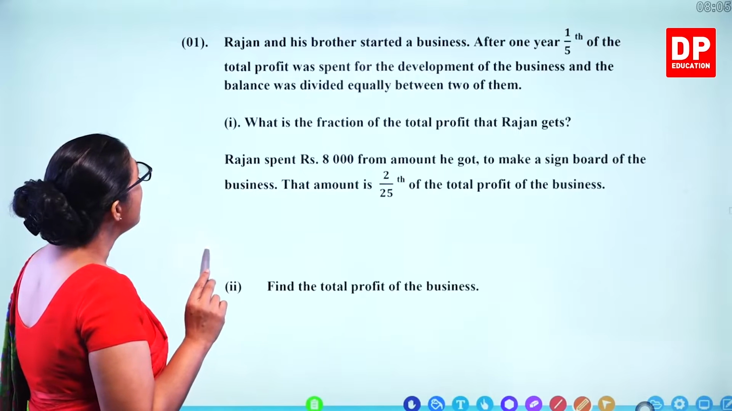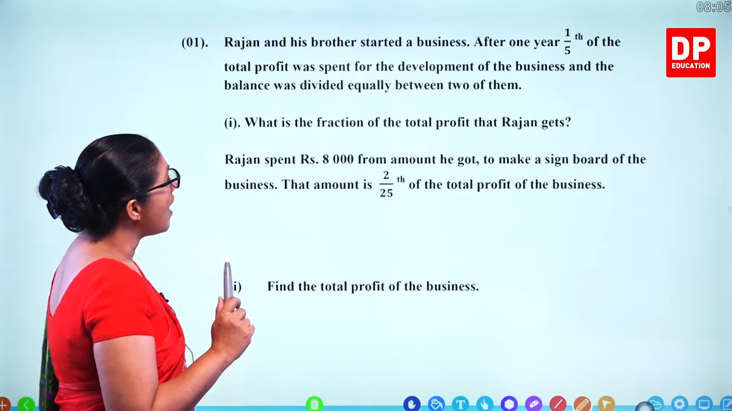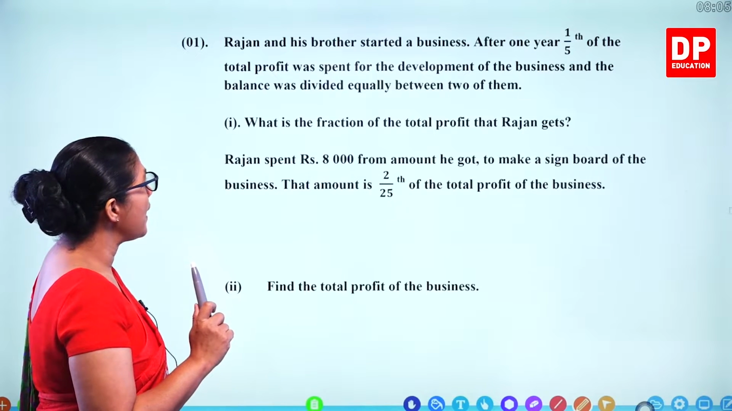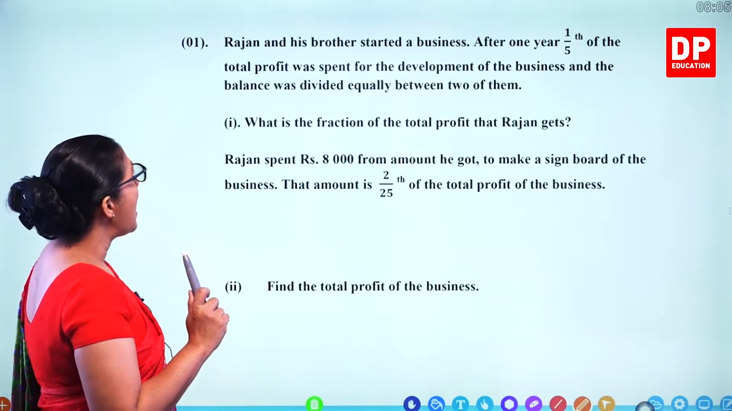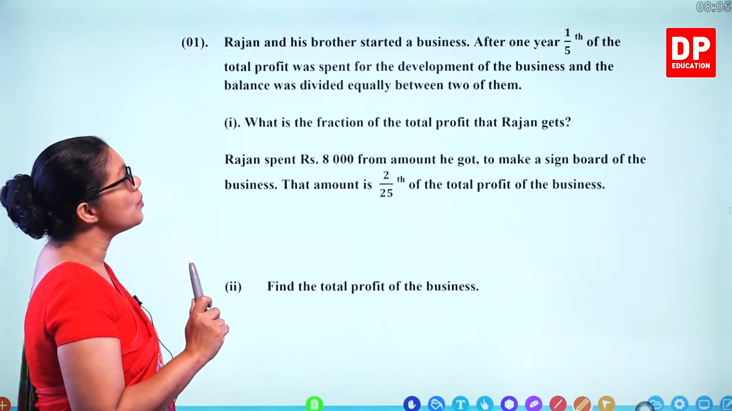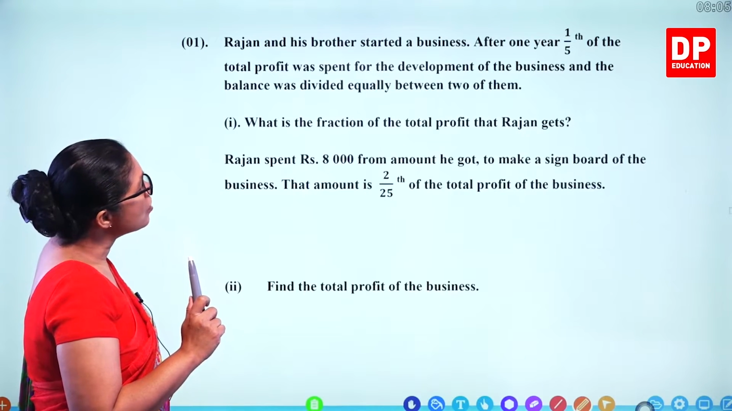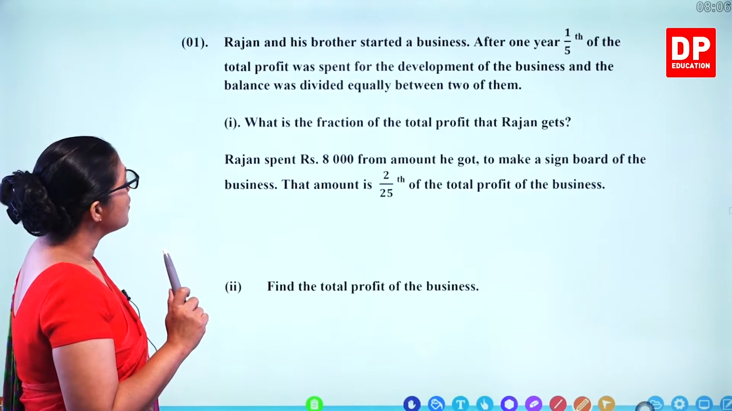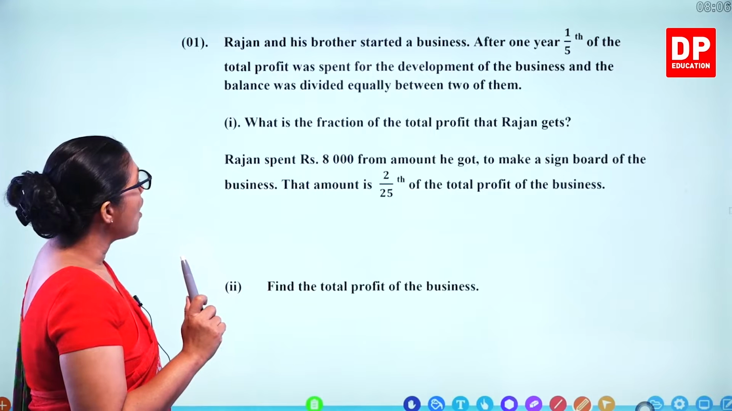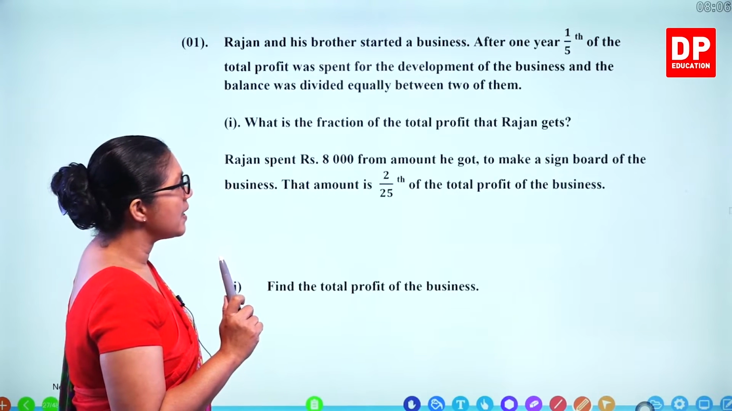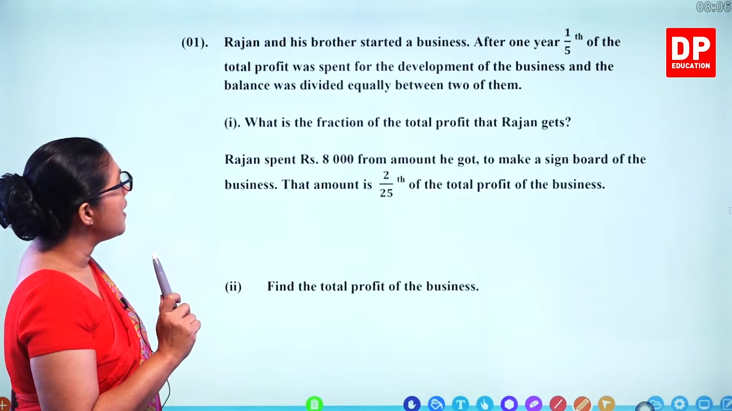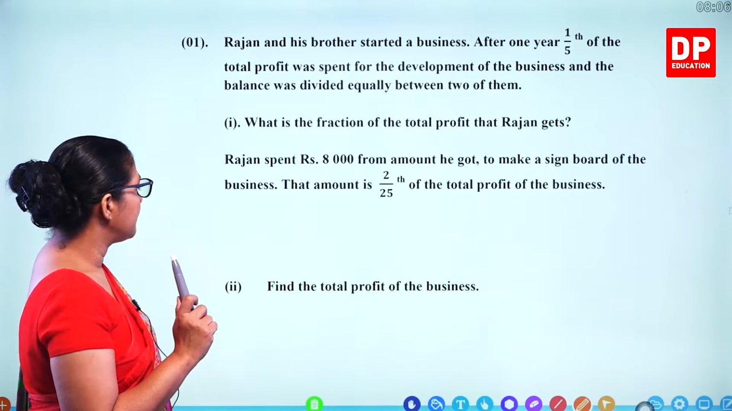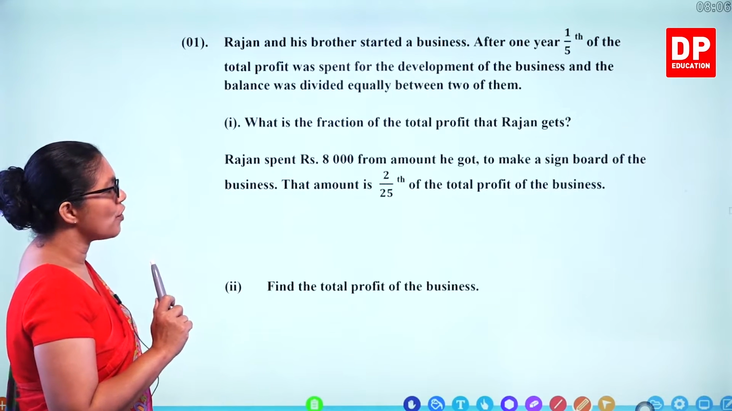We'll do them separately. Rajan and his brother started a business. After 1 year, 1/5 of the total profit was spent for the development of the business and the balance was divided equally between the 2 of them. What is the fraction of the total profit that Rajan gets? Rajan spent 8,000 rupees from the amount he got to make a signboard for the business. That amount is 2/25 of the total profit of the business. Then find the total profit of the business.